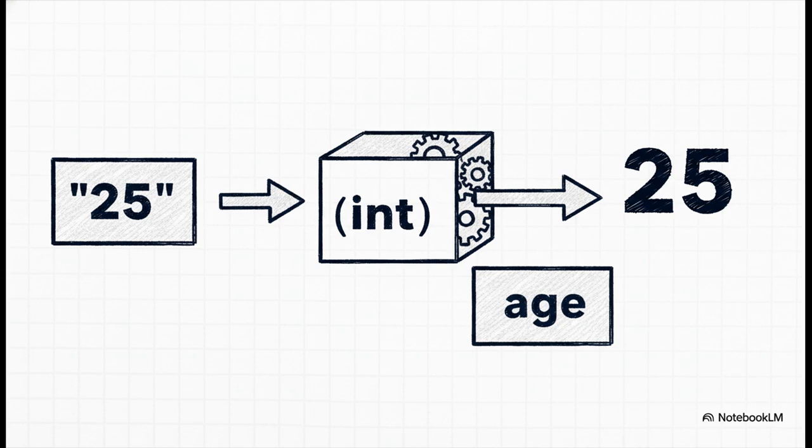And here it is in action. See what we're doing here? By wrapping the input function inside the int function, we're basically telling Python, hey, whatever text the user gives you, I want you to convert it to a whole number and then store it. This is how you turn that text input into real numbers that you can actually use in your program.